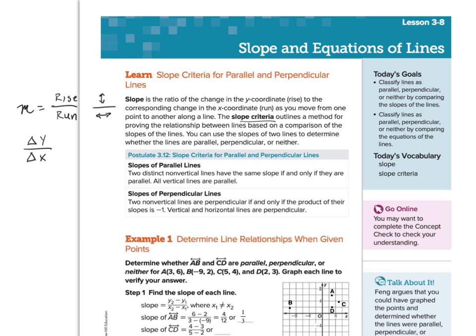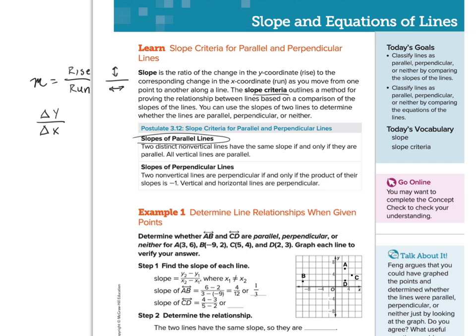And let's see here, slopes of parallel lines. Two distinct non-vertical lines have the same slope if and only if they are parallel. So again, we know that two lines that are parallel do not intersect. Therefore, if they do not intersect, it would make sense that their slope is going to be the same, or the angle at which they travel is going to be the same. And then perpendicular slopes, when we multiply them together, will give us a product of -1.